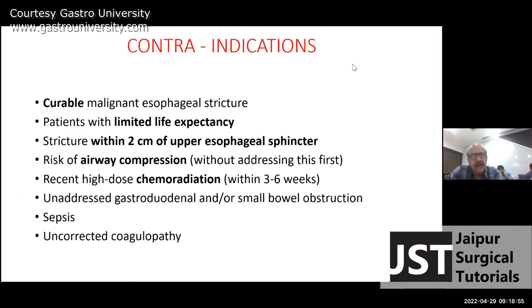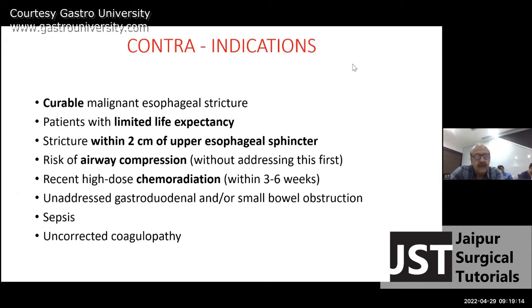Contraindications: a curable malignant esophageal stricture should not be stented. The ideal treatment should be surgery. And in a patient with a limited life expectancy, like somebody who is living for maybe 2-3 weeks, if you expect that, then maybe a SEMS may not be required.